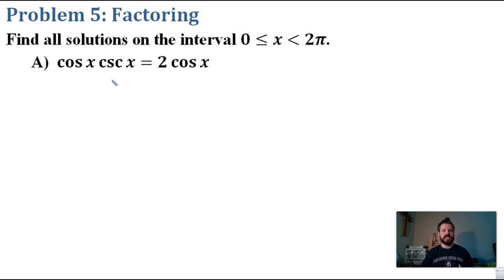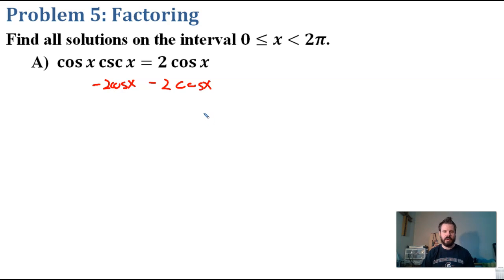So the reason I know this is a factoring problem is I have multiple trig functions that I can't combine together. I can't put this cosine and cosecant together. What I can do is split them apart through factoring and then deal with each of the parts individually, which we'll show you how to do in a minute. So that's how I know I'm factoring. Now for factoring to work, I need to get things set equal to 0. I need to get everything on one side of the equation. So I'm going to start by subtracting 2 cosine x from both sides.